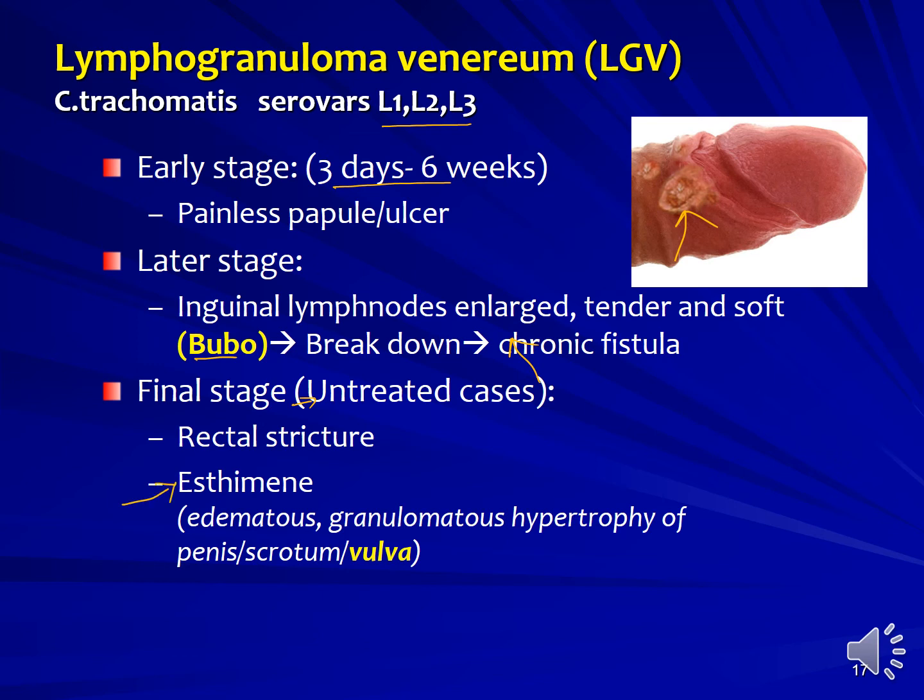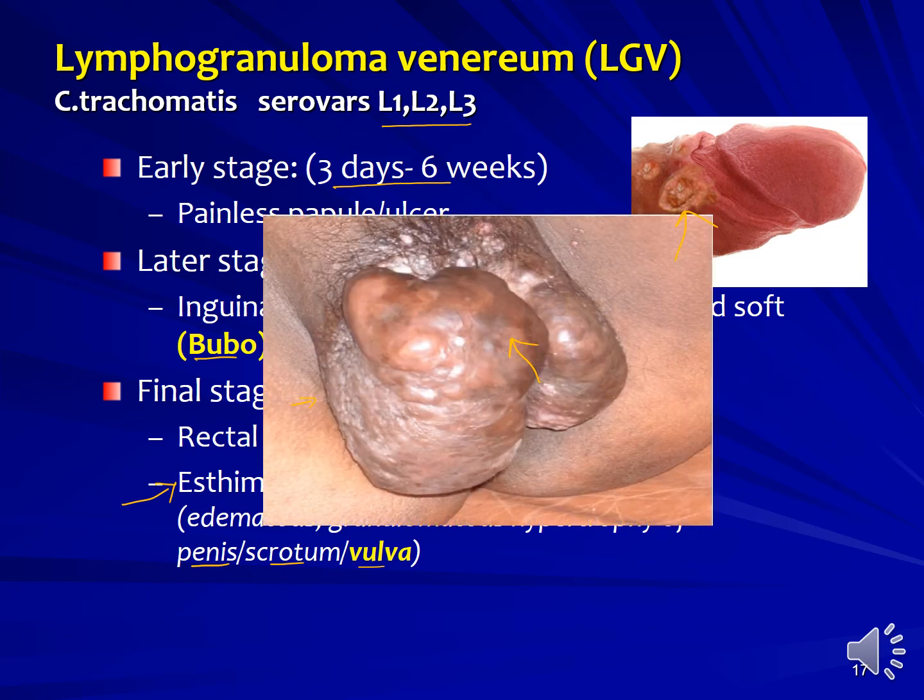esthiomene. This esthiomene means edematous granulomatous hypertrophy of either the penis, scrotum or vulval region of the genital tract. Of course, here I am showing the specimen of the vulva, where you can see this is a female case. These are all the vulval parts of the female genital tract, where you can see the edematous hypertrophy of the vulva.